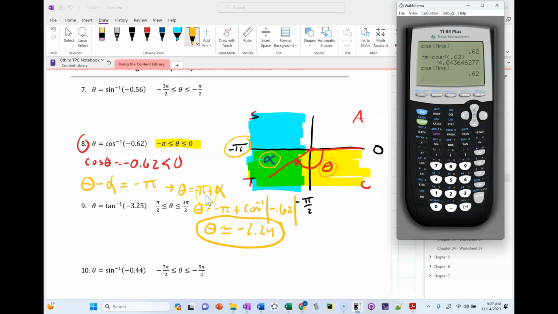So if you get the right answer, but it's in the wrong spot, it's not in between, in this case, negative pi and 0, probably it's an alpha issue. You added when you should have subtracted, or subtracted when you should have added. 9 out of 10 times it's something like that.